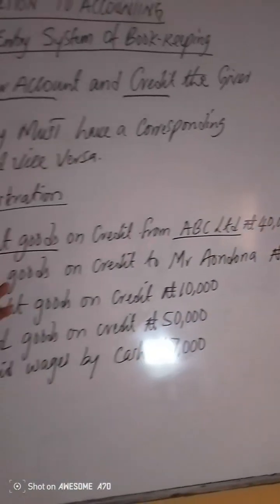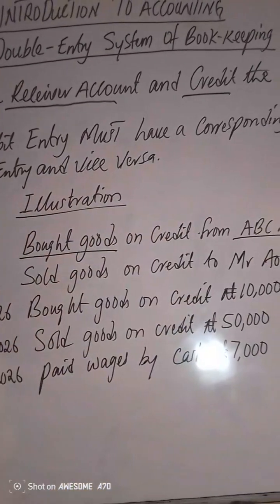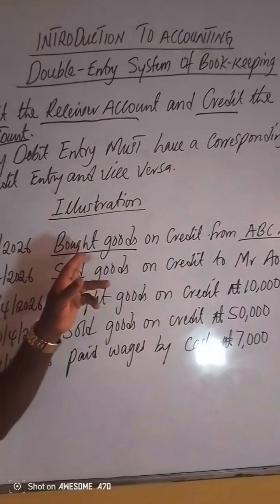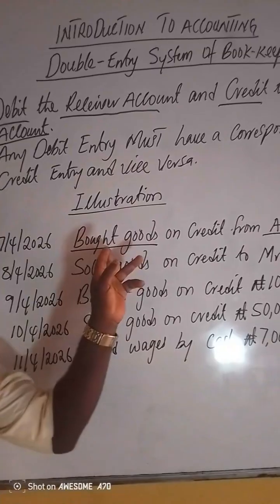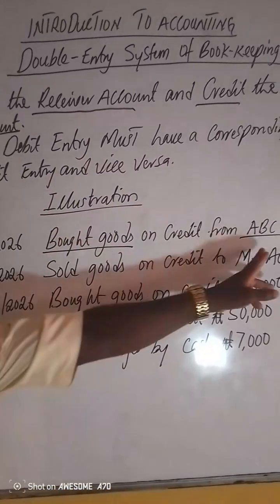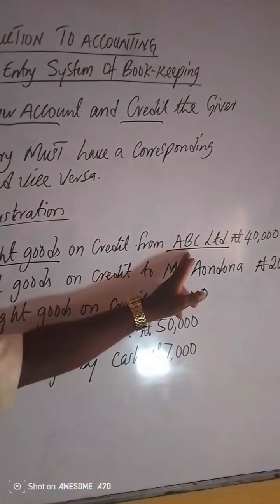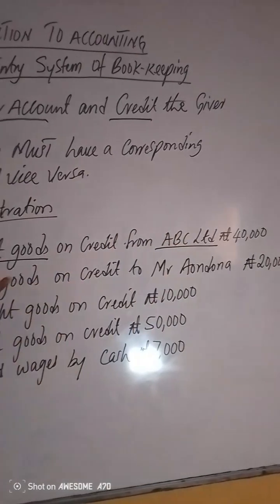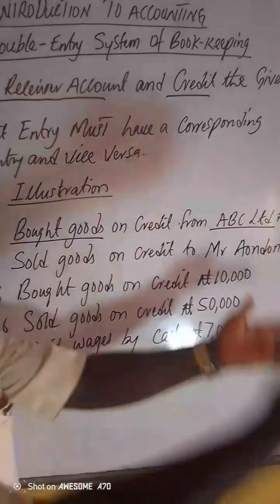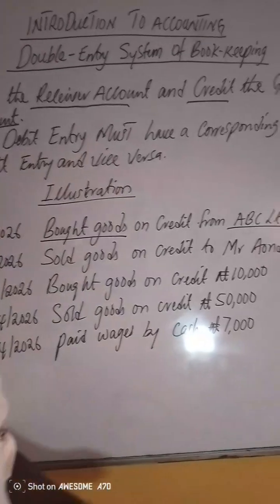But the confusion here is that we now say bought goods on credit. If I'm buying goods on credit, it means cash is not involved, neither is bank. You are not giving cash, neither are you giving a cheque. So somebody else must give the goods. Here the giver account is ABC Limited, while the receiver account is purchases, meaning ABC is giving you goods, referred to as purchases, while purchases is receiving. Let's see how we record it.